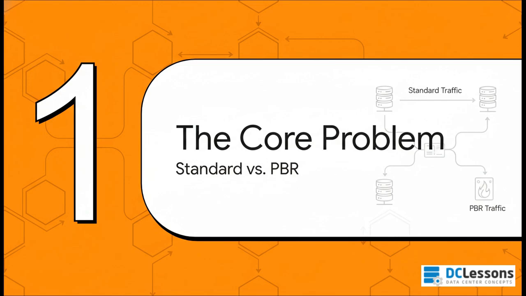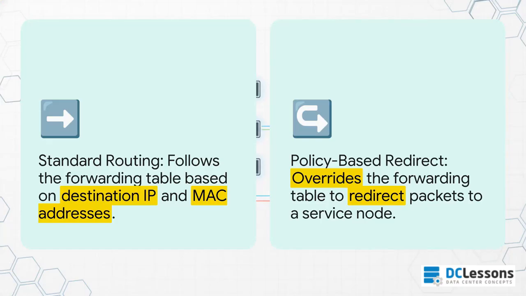All right, before we start clicking around in the interface, we really need to understand the fundamental concept here. You might be wondering, hey, ACI is a smart fabric, it knows how to route traffic. Why do I need to go through all this extra effort to set up a special policy? And the answer really gets to the heart of what makes PBR so useful. It's all about control.